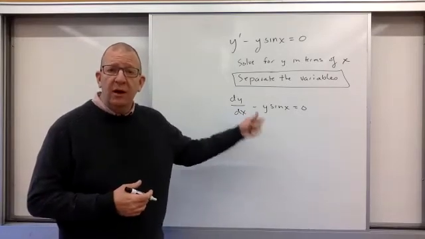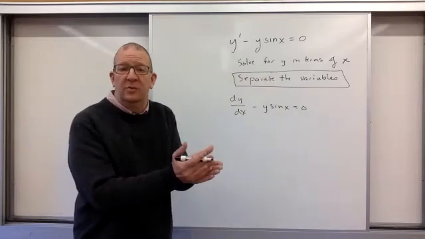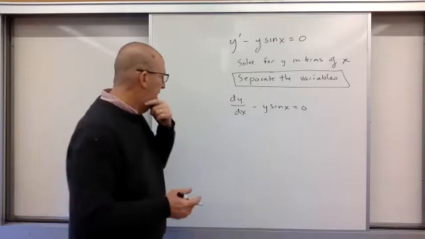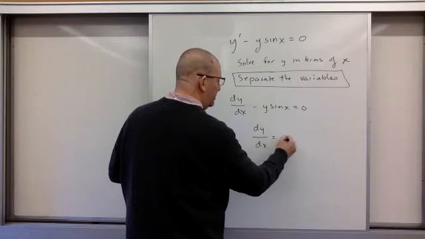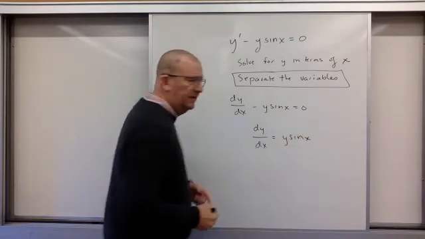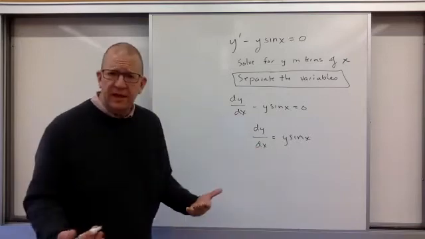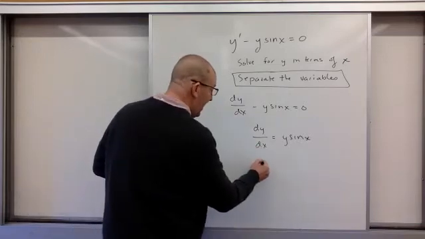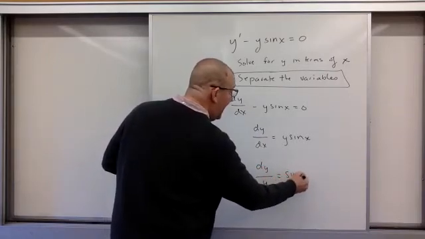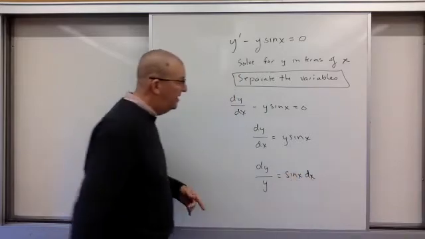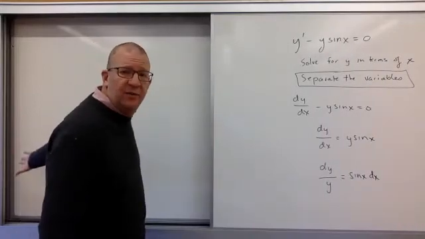So what we need to do here, separate the variables. Let's get the y's on one side and the x's on one side. How will we do that? dy dx equals y sine x. Okay, that's closer. Now I've got this x here and this y here. Can we do something about that? Yes, we can. dy over y equals sine x dx. Okay, now we're ready to take the antiderivative.